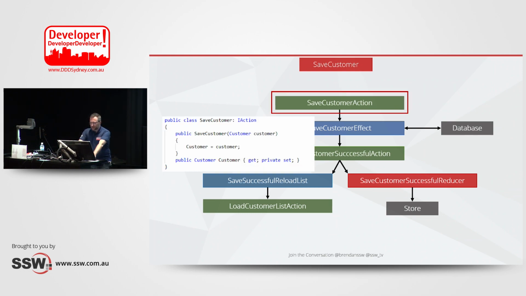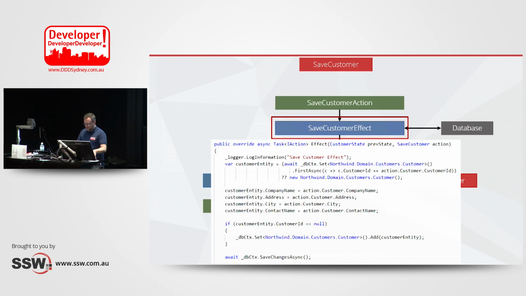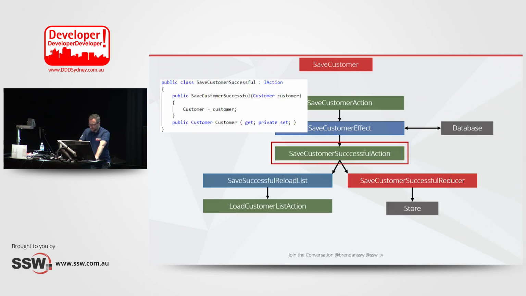So we start with the save customer action. This is just an action, again, fairly small. All it says is, to perform this action, you need to feed it the customer. Great. We then call this thing called save customer effect, and the save customer effect writes to the database. Pretty standard DB context Entity Framework code here. Then when that's finished, we call the save customer successful action. Again, this is a very simple action, just passes a customer reference along.